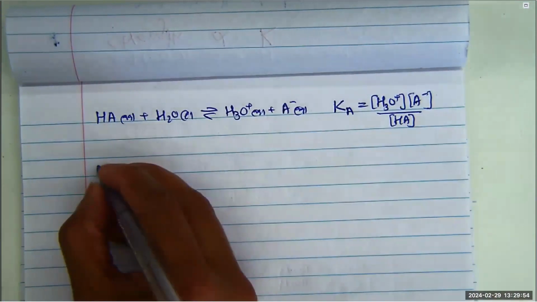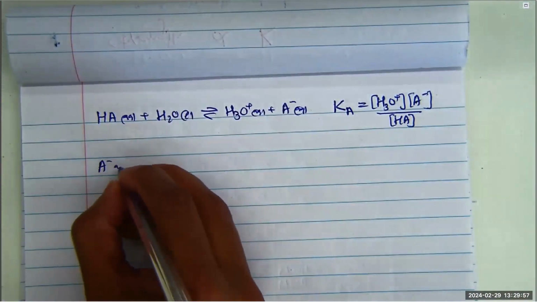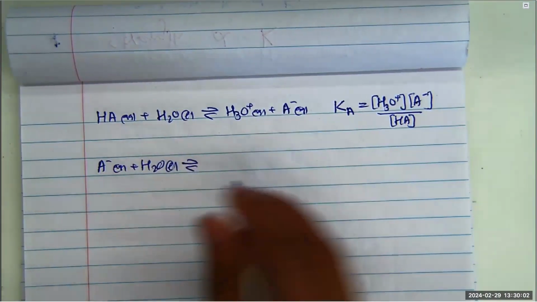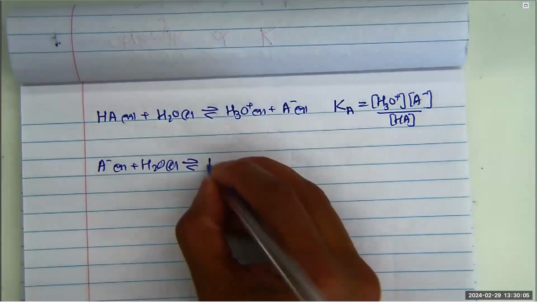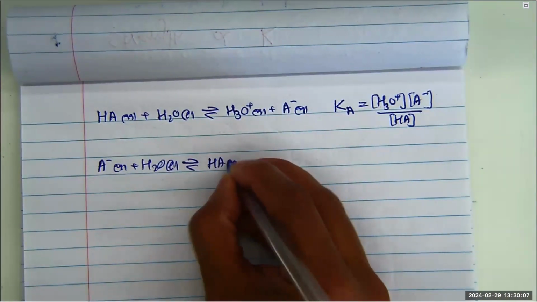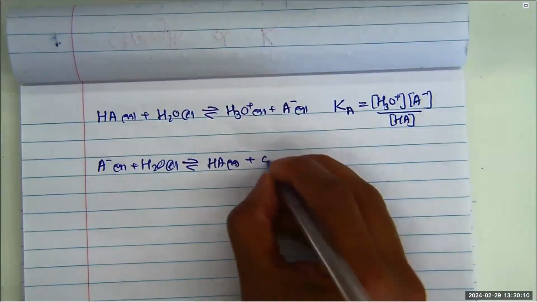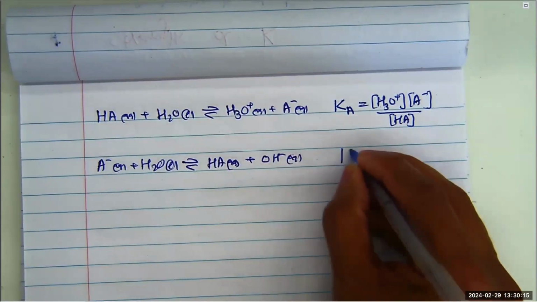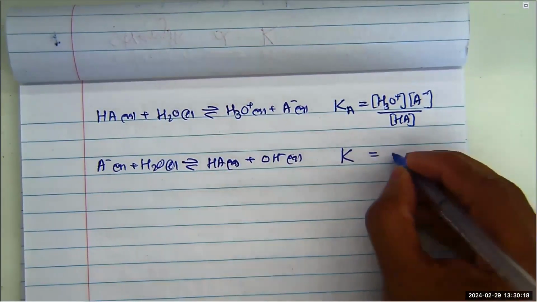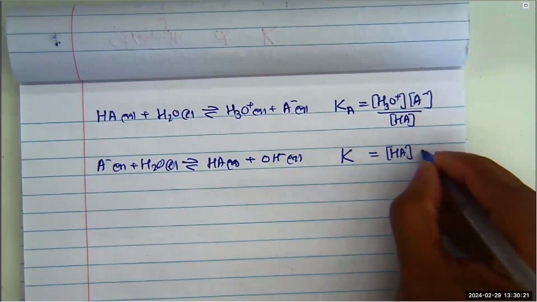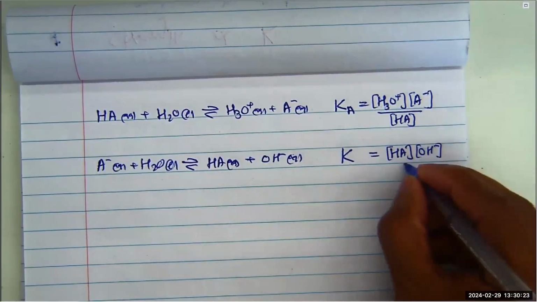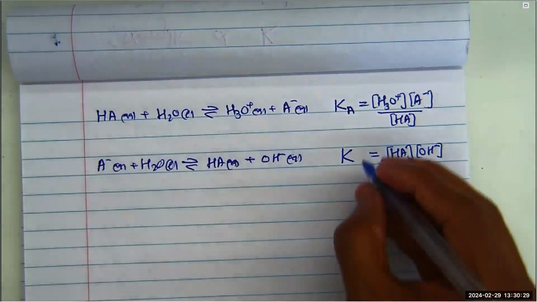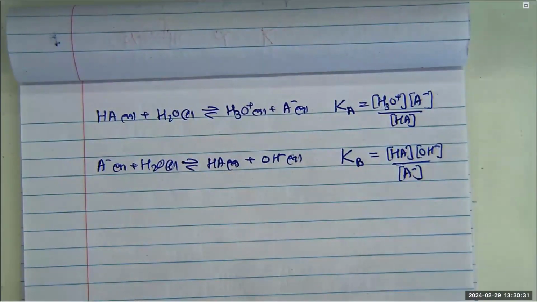At the same time, my conjugate base, A minus, when A minus reacts with water, is going to grab a proton from water and become HA, and then it's going to produce OH minus ions. So it's going to act as a base, in other words. So I can write the equilibrium constant expression for this. That's going to be the HA concentration times the OH minus concentration over the A minus concentration. Because we're dealing with the base, I'm going to call this the Kb.